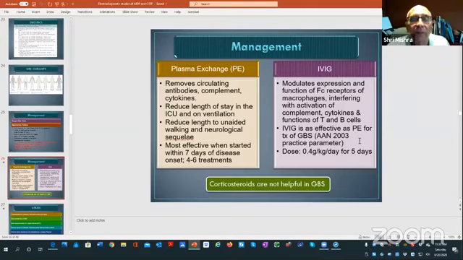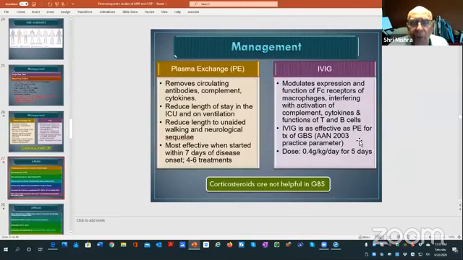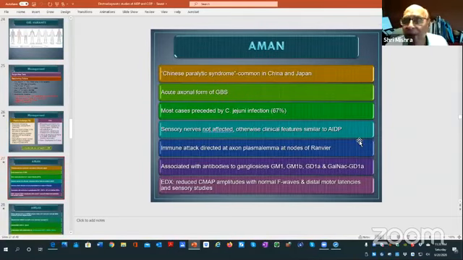Okay, and the basic thing is that you can also use plasmapheresis if somebody cannot tolerate IVIG or has some problem, but IVIG is the first one to go. So back again, the second type, which is called AMAN, is non-demyelinated. It's also called Chinese paralytic syndrome, described in the Wuhan area in the 1970s.